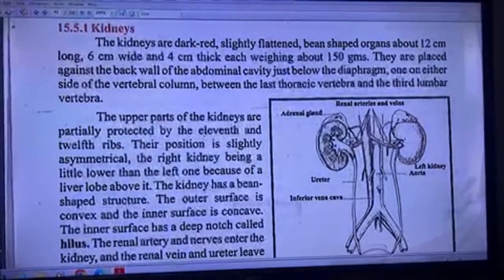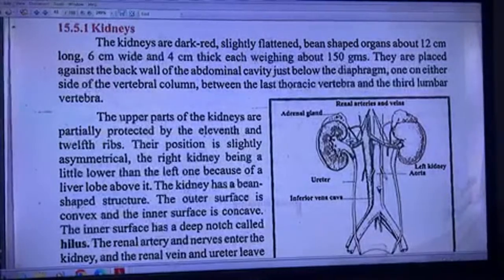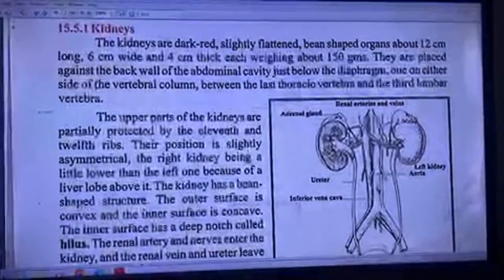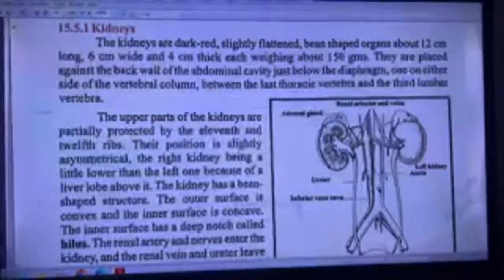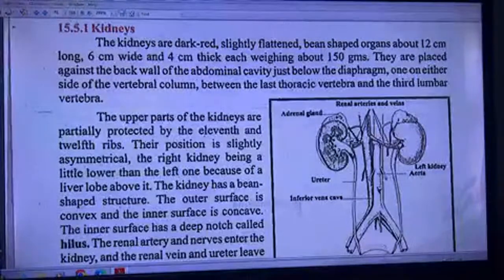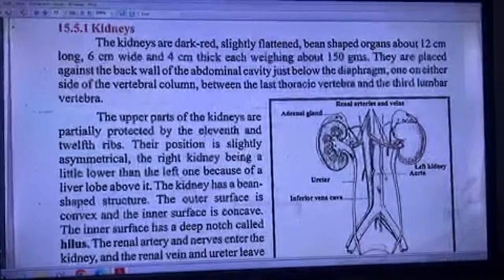They are placed against the back wall of the abdominal cavity, just below the diaphragm, one on either side of the vertebral column, between the last thoracic vertebra and the third lumbar vertebra. The upper part of the kidney is partially protected by the 11th and 12th ribs. Their position is slightly asymmetrical, the right kidney being a little lower than the left one because of a lower lobe above it. The kidney has a bean-shaped structure.